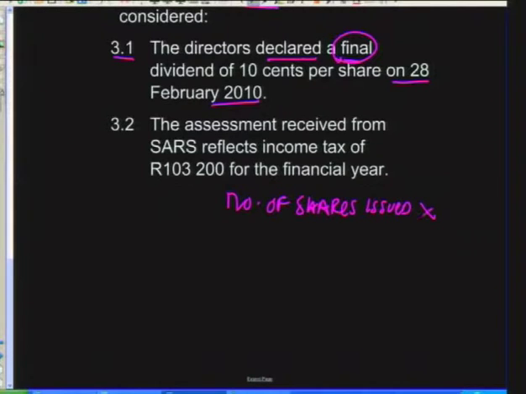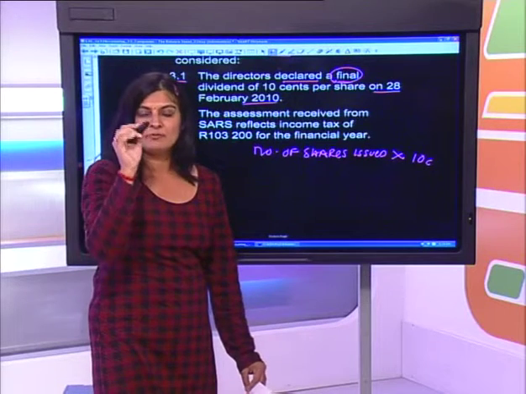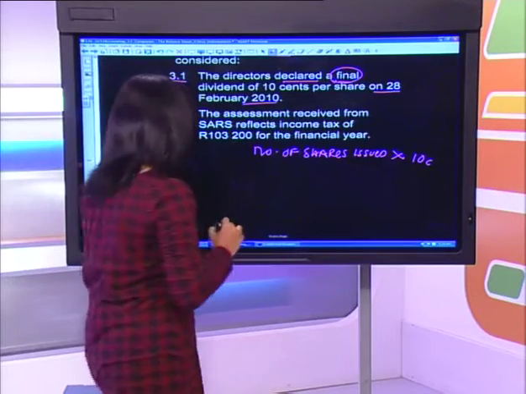Okay, and I'm going to times my number of shares issued by each shareholder gets 10 cents per share. So let's start off with the calculation of number of shares issued. And this is where that par value of 2 Rand is going to come into play.